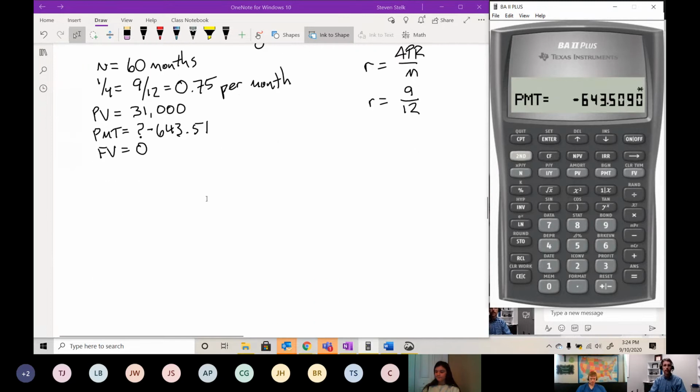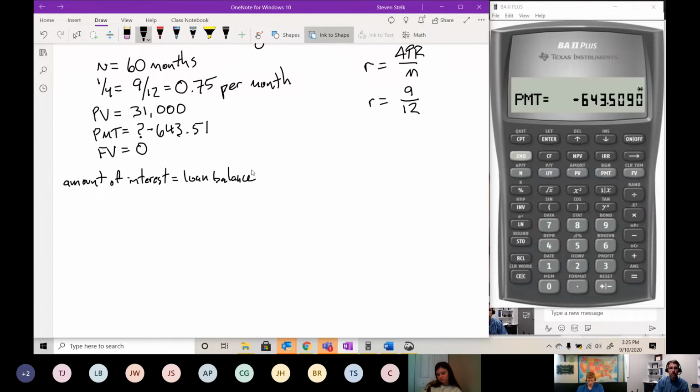All right, so here's how we get that. I'll leave that up there so we can see it. All right, so the amount of interest. The way we find that is by taking the loan balance and multiplying it by the periodic effective interest rate.